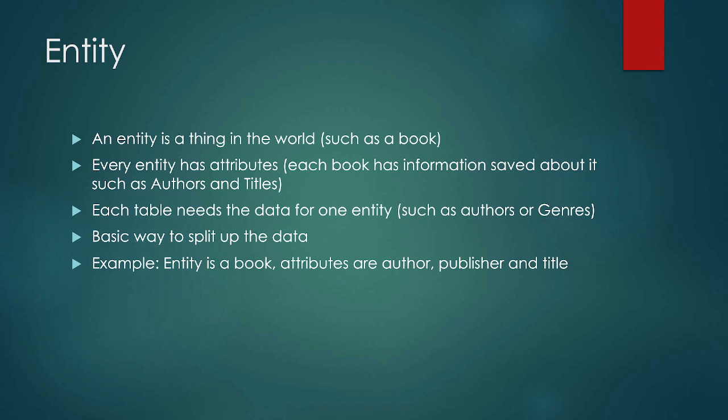An entity is the thing we are talking about, such as the book. Each entity will have attributes such as authors and titles for each book. Each table needs the data for one entity, such as an author or a genre. This is how we are able to split up the data. For example, if the entity is a book, the attributes might be author, publisher, and title.